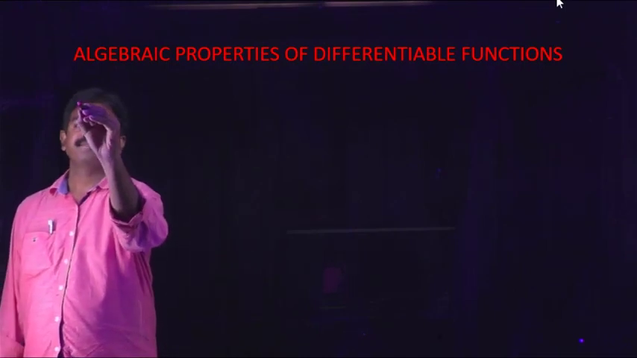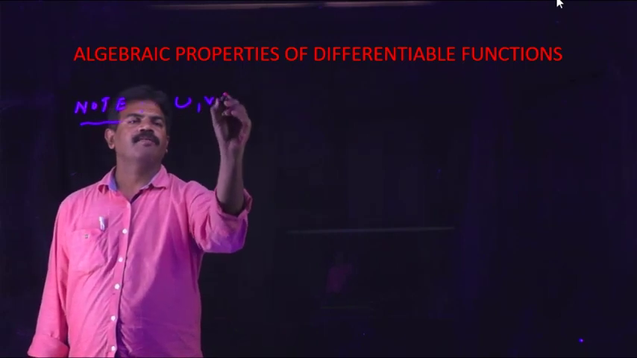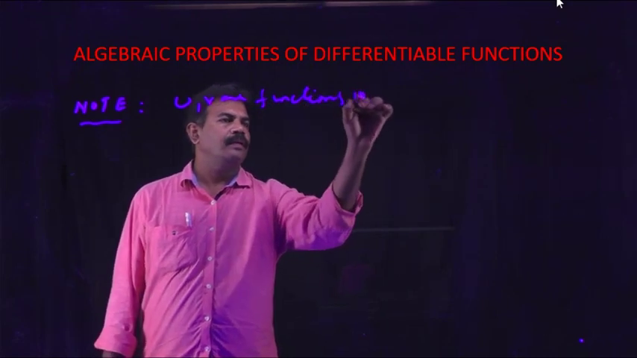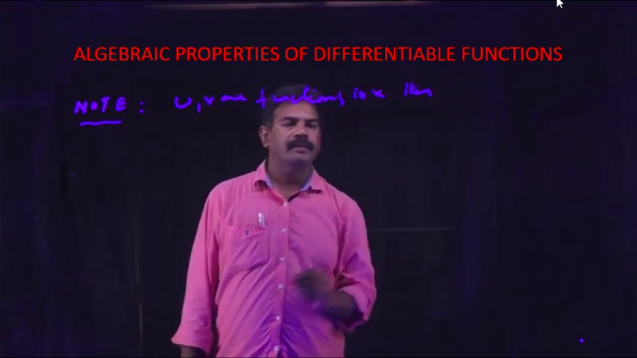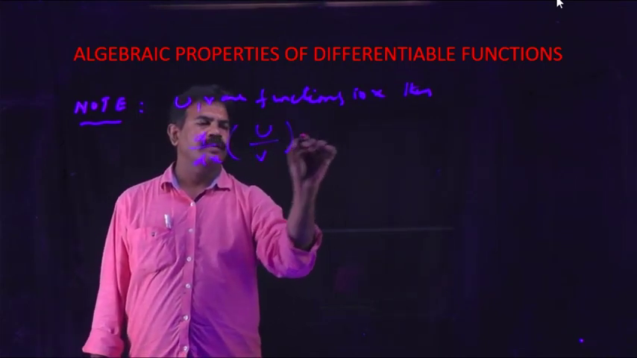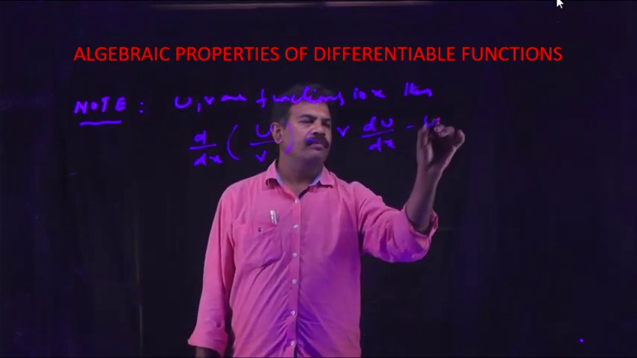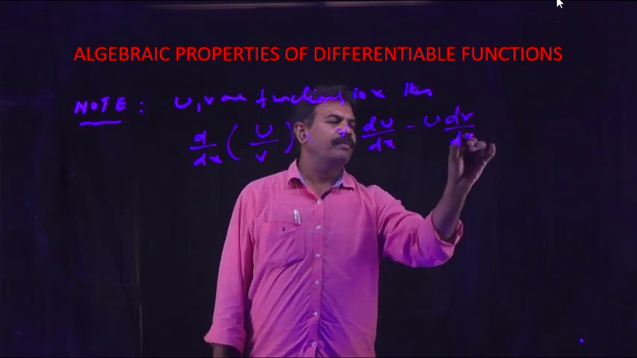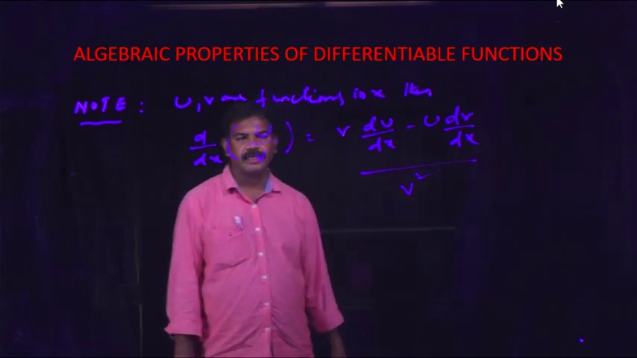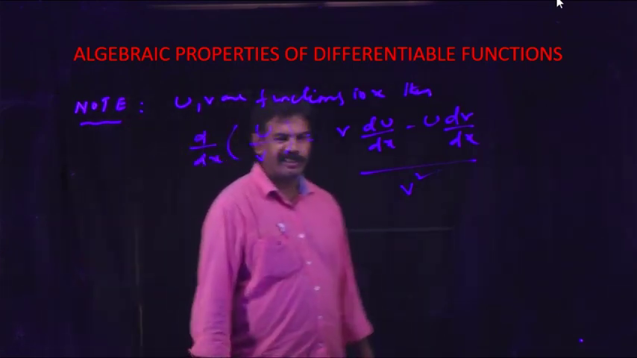Note, if u, v are functions in x, then d/dx (u/v) = [v·du/dx − u·dv/dx] / v². So these are the algebraic properties of differentiable functions. Now we take some examples.